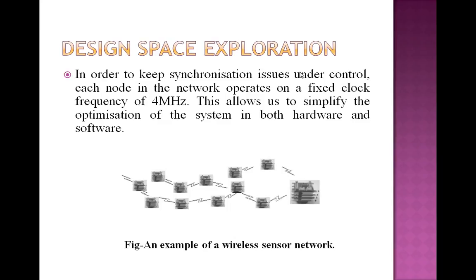In order to keep synchronization issues under control, each node in the network operates on a fixed clock frequency of 4 MHz. This allows us to simplify the optimization of the system in both hardware and software. By choosing the platform, our exploration is limited to finding versatile algorithms and partitioning their functionality between hardware and software.